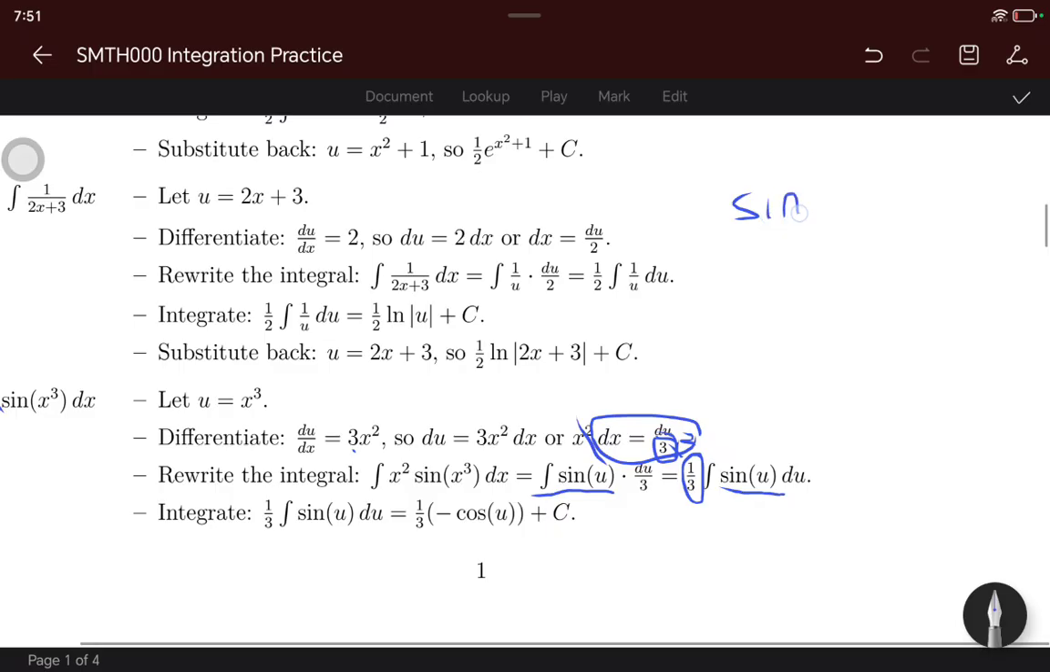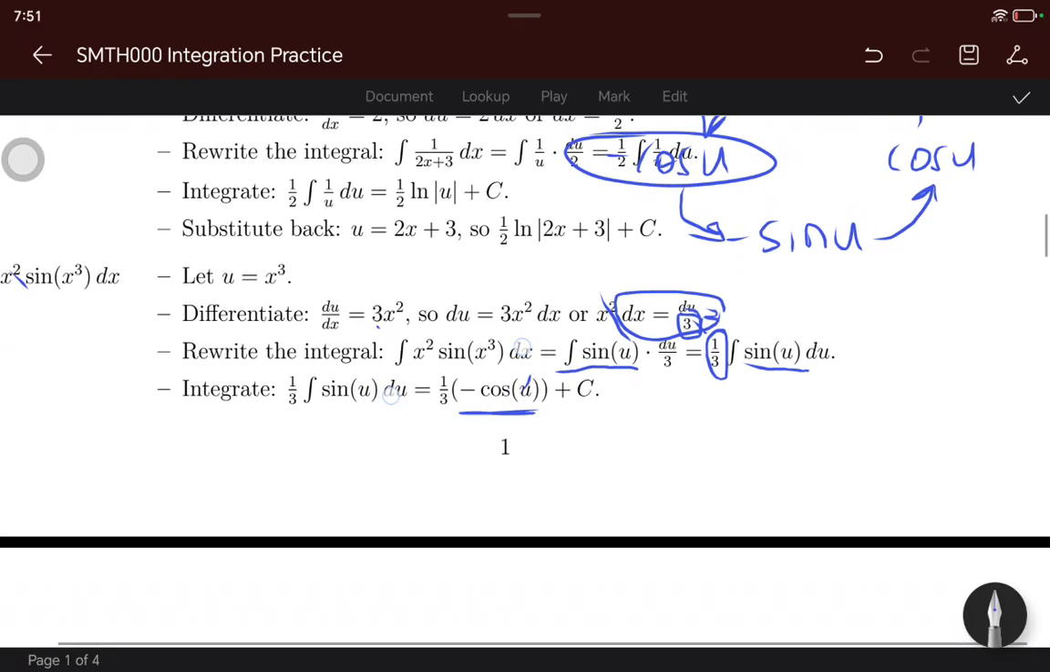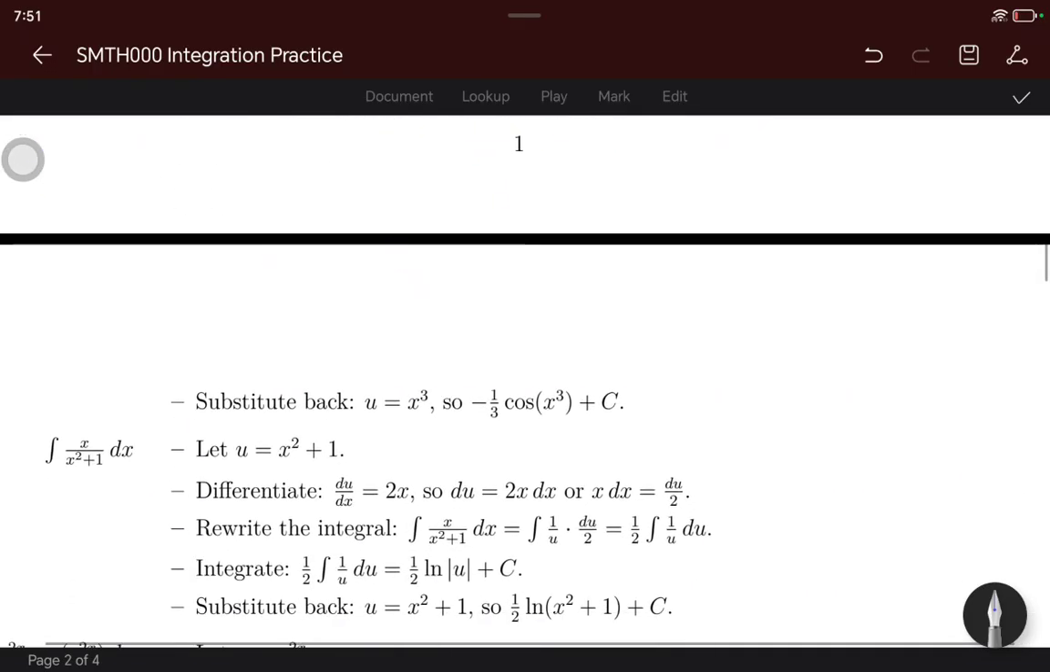Now remember here, if I have sine u, this will be negative cos u. When I'm integrating, I'm going back. So if I'm integrating positive sine u, I'm going to get negative cos u. That's why this is negative. You see right now. So the solution would be negative 1 over 3 cos of x cubed plus c.